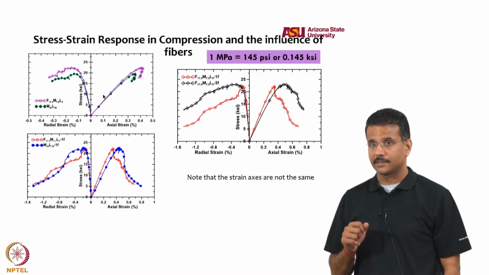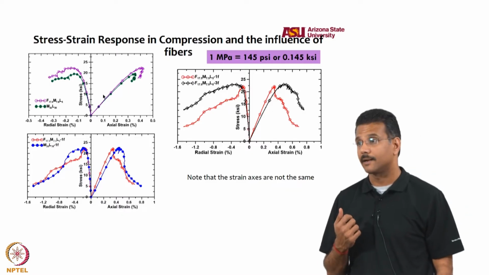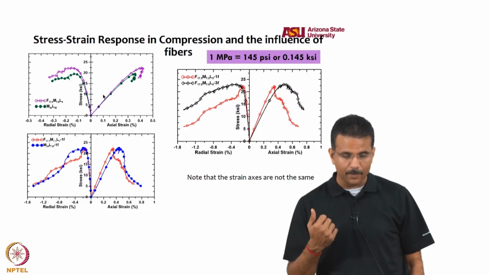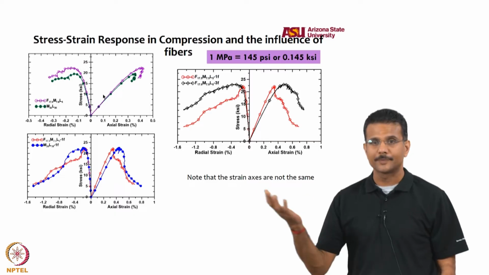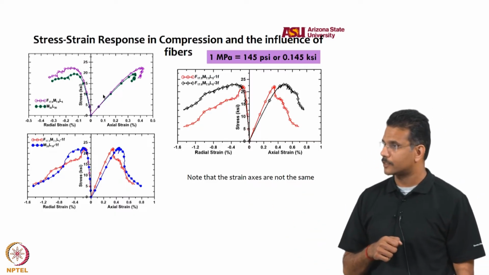The other thing to notice, if you have 3% fibers, typically you expect strain hardening, right? And typically when people talk about ultra high performance concrete, they say 3% steel fibers and our UHPC is strain hardening. But we are not seeing strain hardening, we are seeing strain softening.